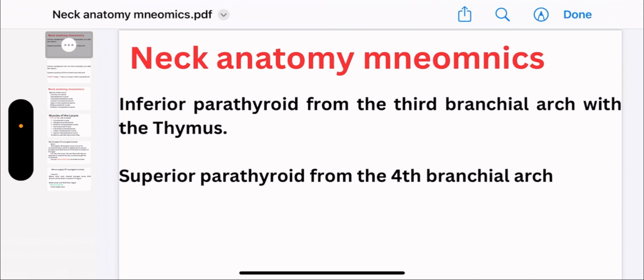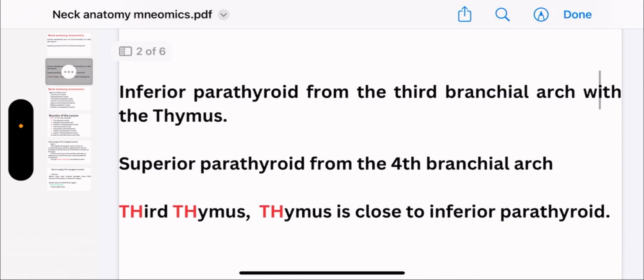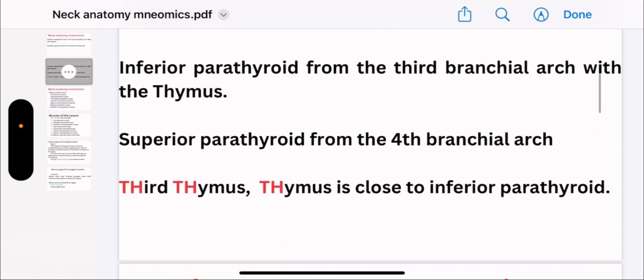Inferior parathyroid is from the third branchial arch with the thymus. So the thymus and the inferior parathyroid are from the third branchial arch. We're talking about embryology here. Superior parathyroid is from the fourth branchial arch. How can you remember this one?